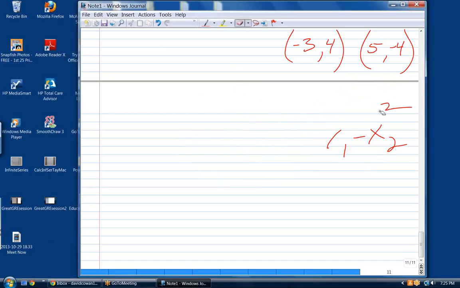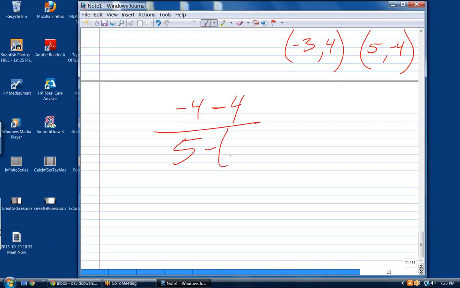So that I did do that though. I did. Which one did you do? Y2 minus Y1? Yeah, I did. So minus 4 minus a 4, all over 5 minus a minus 3. So what's the numerator? -4 minus 4. I hate negatives.